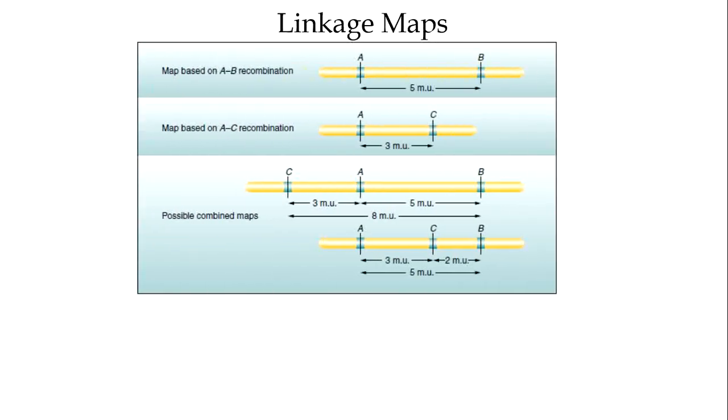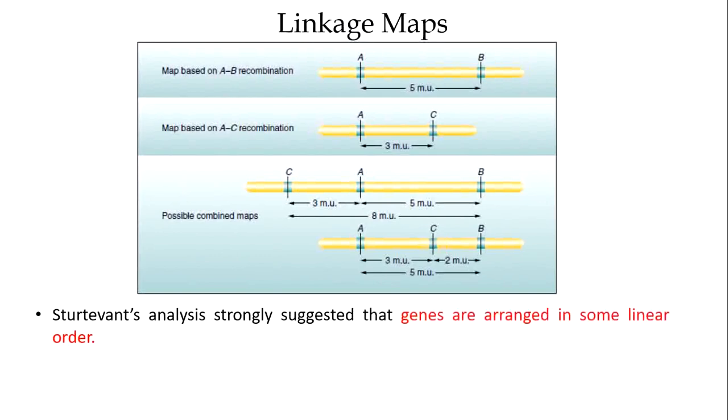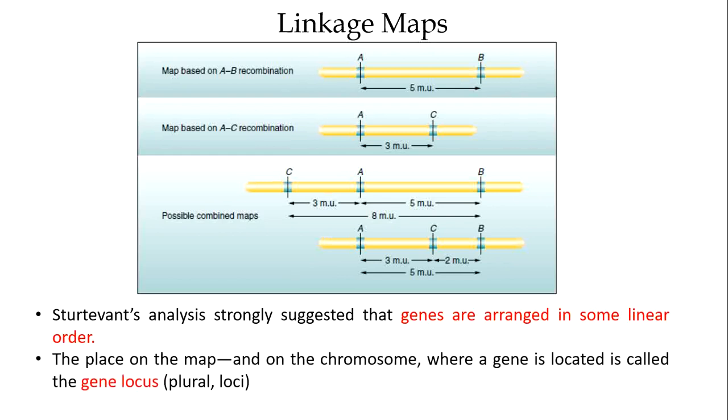Now, let us apply Sturtevant's postulate taking the case of three genes, A, B and C. To know their arrangement on the chromosome, let us use the estimated recombination frequency, which is observed to be 5 map units, separating genes A and B, whereas 3 map units separate genes A and C, then B and C should be either 8 or 2 map units apart. Sturtevant's analysis strongly suggested that genes are arranged in some linear order. The place on the map, and on the chromosome, where a gene is located is called the gene locus, plural, loci.